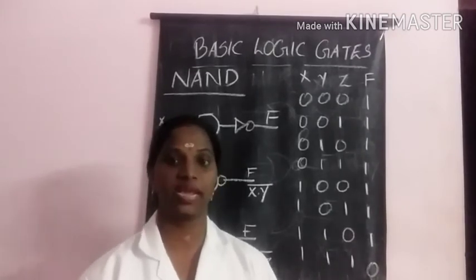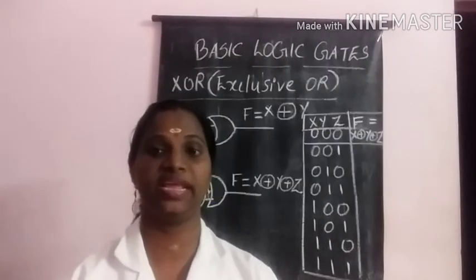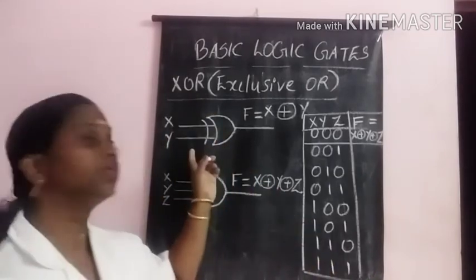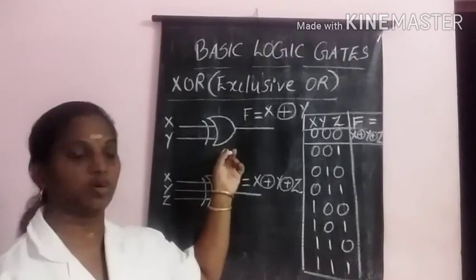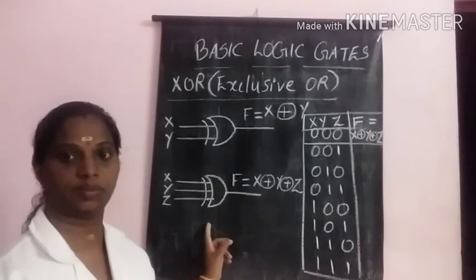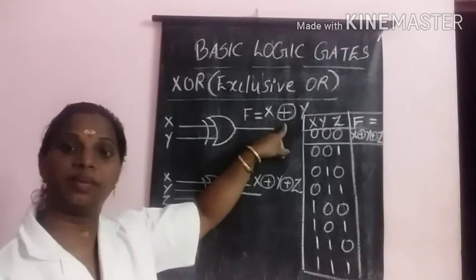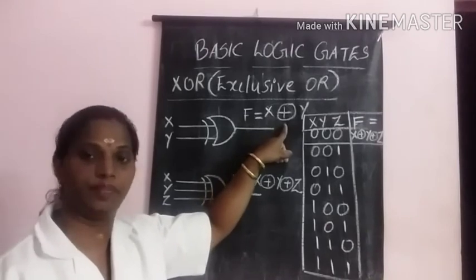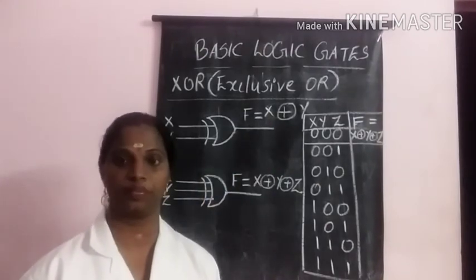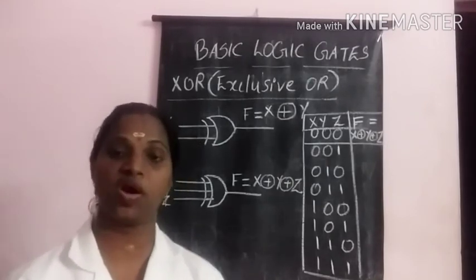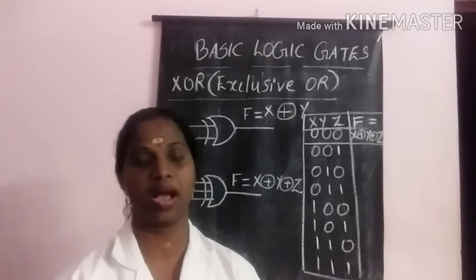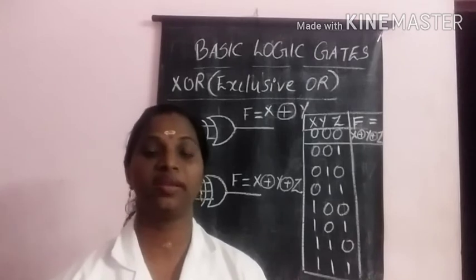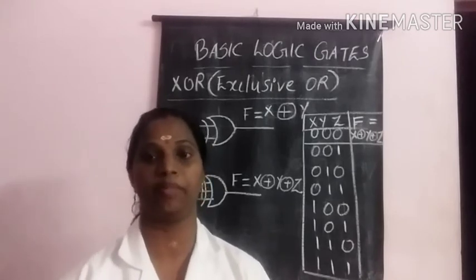The next one, XOR. XOR is derived from the OR gate. This is the logic diagram for a 2 input XOR gate and a 3 input XOR gate. See, this is the symbol to represent XOR, the plus symbol inside a circle. See children, for an OR gate, if any of the inputs is high, the output will be high. But in an XOR gate, if the input combination contains an odd number of ones, then the output will be high.